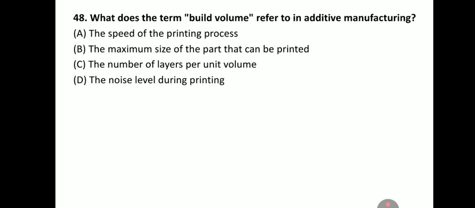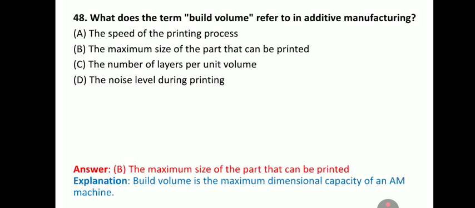Next question, what does the term build volume refer to in additive manufacturing? The answer is the maximum size of the part that can be printed, that is known as build volume. Build volume is the maximum dimensional capacity of the additive manufacturing machine.